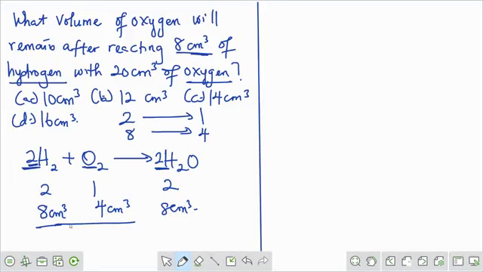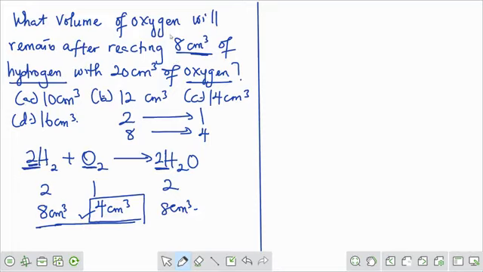Now they said we use 20 cm cube of oxygen. Looking at the question, we just used 4 cm cube, and they said we react 20 cm cube of oxygen. So after we have used 4 cm cube of oxygen, how much oxygen is going to be left from this 20? How much volume of oxygen do you think is going to remain? If you know the answer, drop it in the comment section.